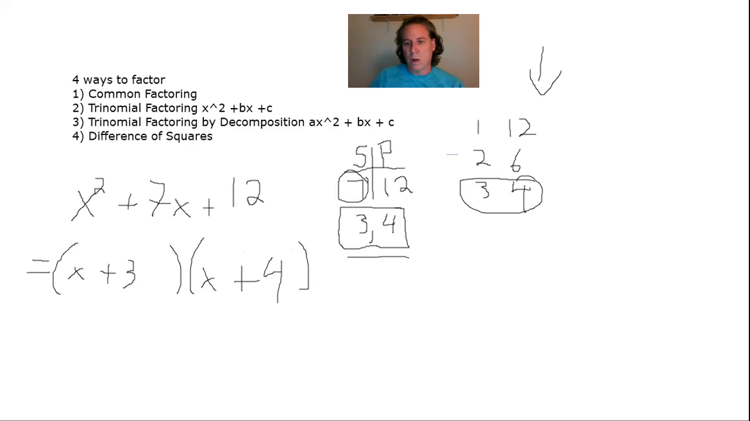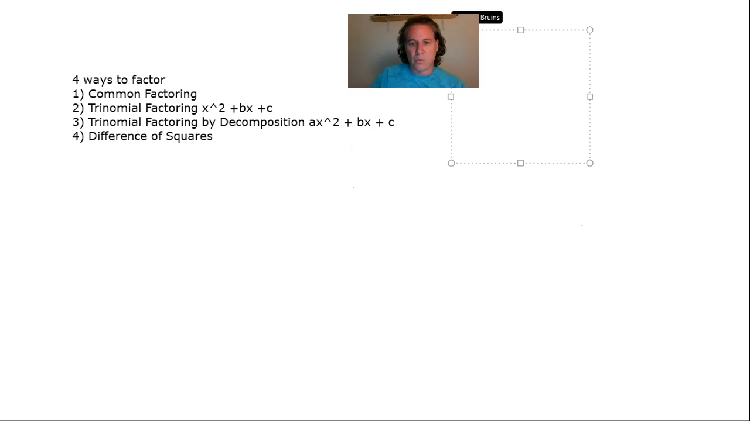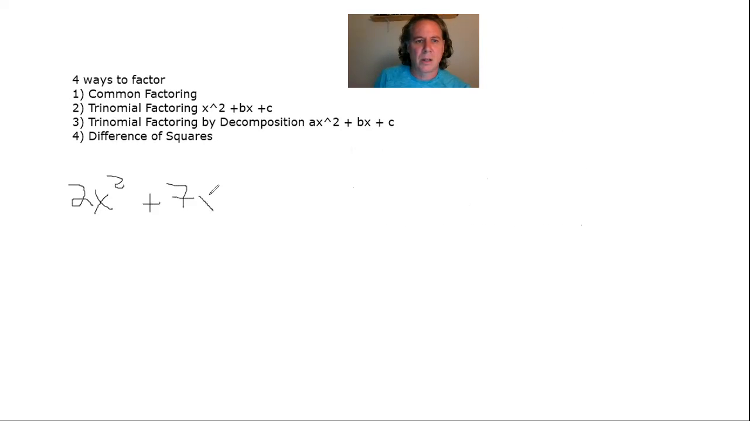So the last trinomial factoring we're going to do before we get into difference of squares is decomposition. Factoring by decomposition involves a couple more steps, so let's take a look at it. For example, if we have 2x squared plus 7x plus 6. I picked these numbers on purpose so it relates to our last example.